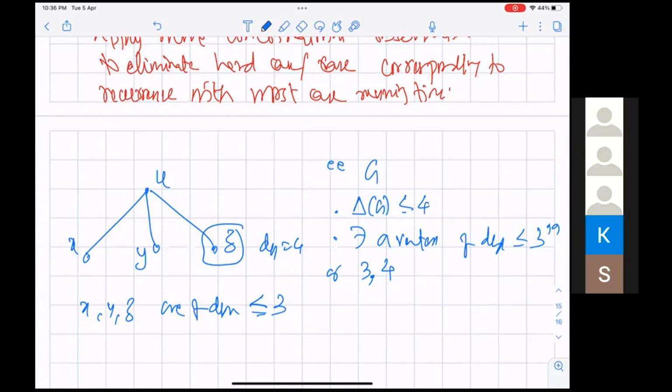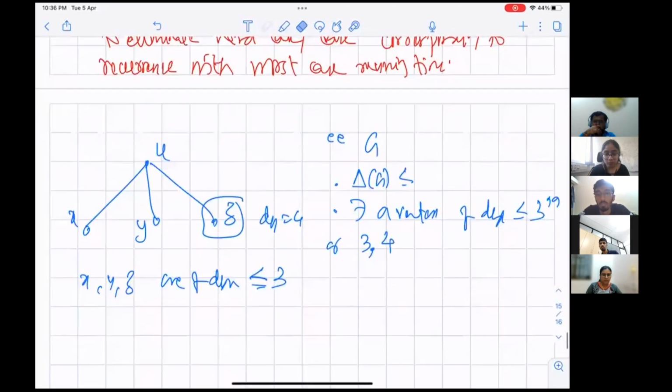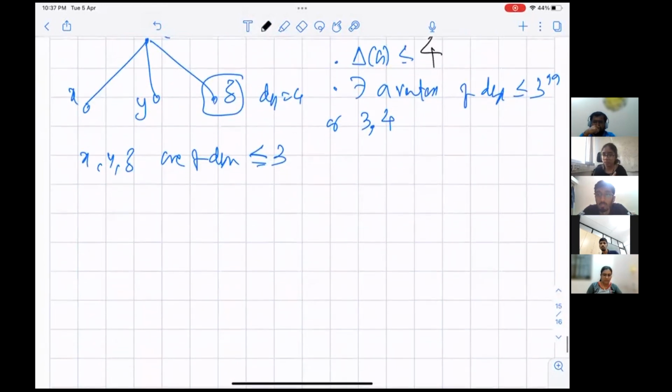Can I ask one question? Sure. You have written that in the case on the right, the maximum degree is at most 4, and in the second point you have written there exists a vertex of degree at most 3. Why does this have to be true? It can happen that all the vertices have degree 4. Yes, it can happen. Then we have to take care of that case as well. Of course, you have to take care of that case.